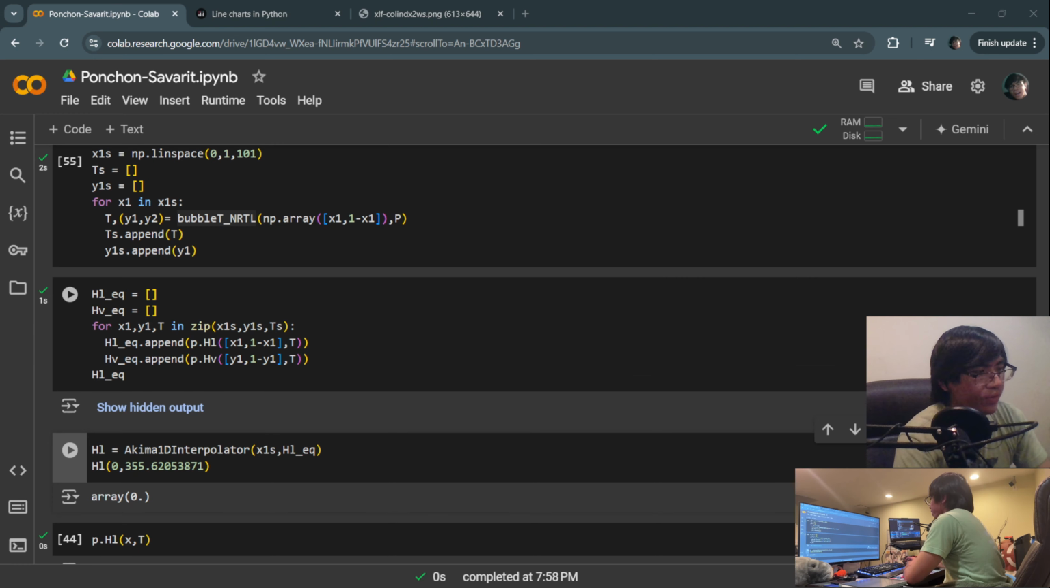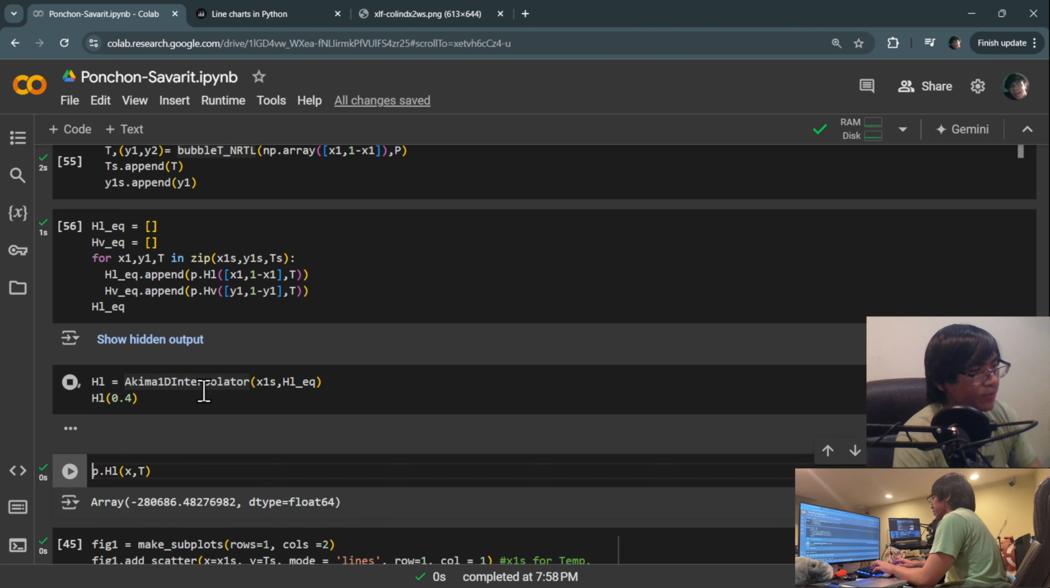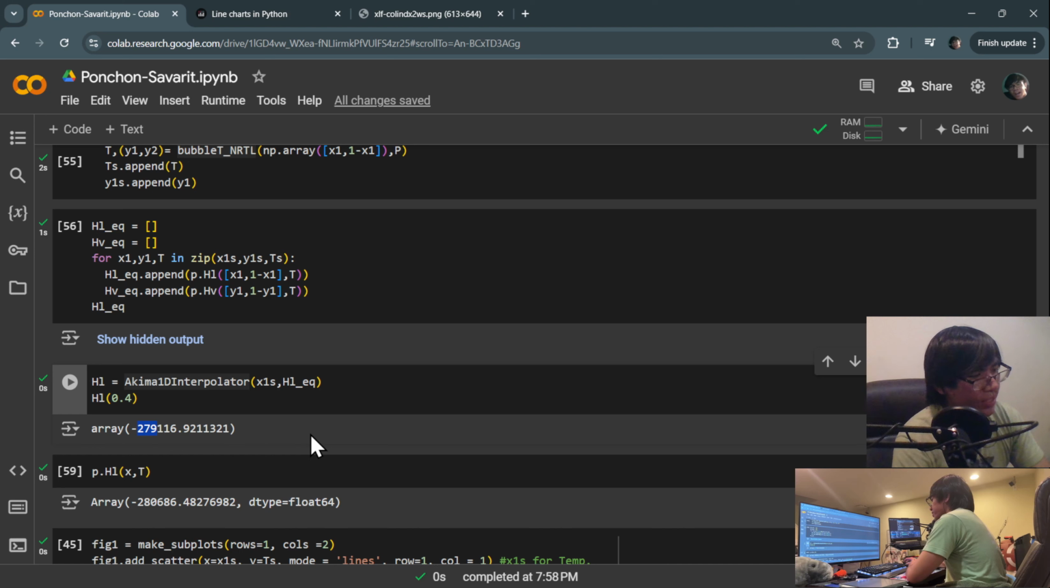You know what? I found it. I'm inputting too many things. It's just one thing I'm inputting. Okay, let's try this again. So if I put 0.4, it should match up with this. So shift enter. Okay, it does not match up, but it's pretty close.